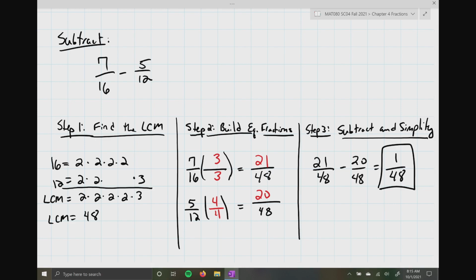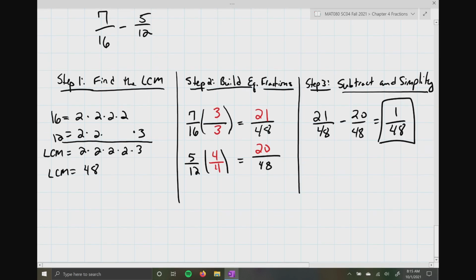Okay? So let me give you one to do. This is all on your own. Try that. Negative 11 over 30 plus 27 over 40.